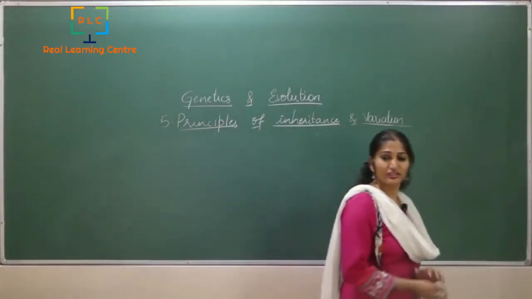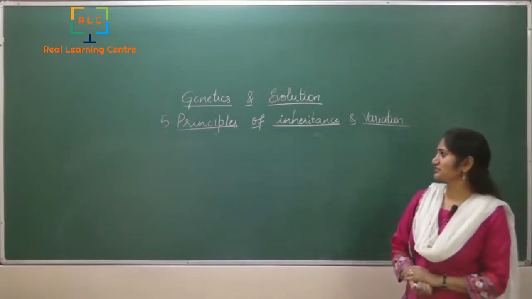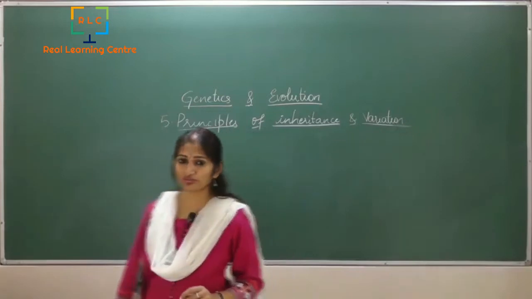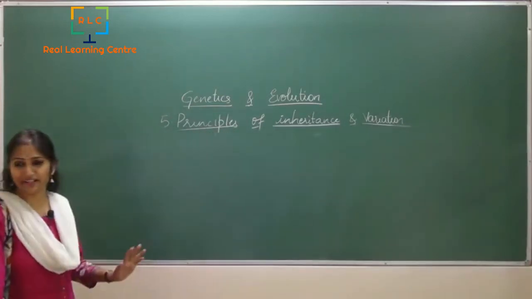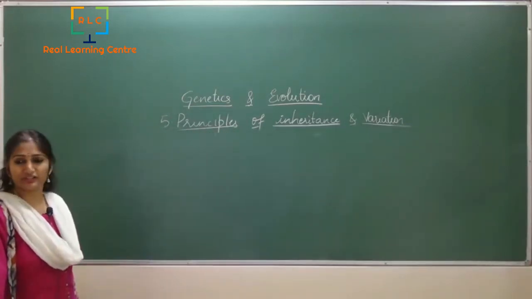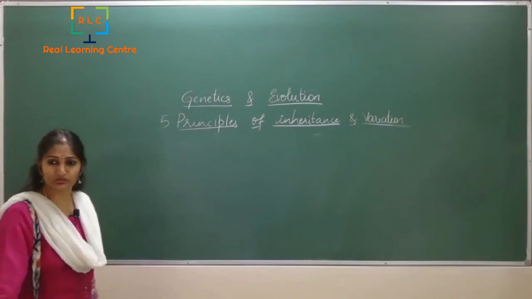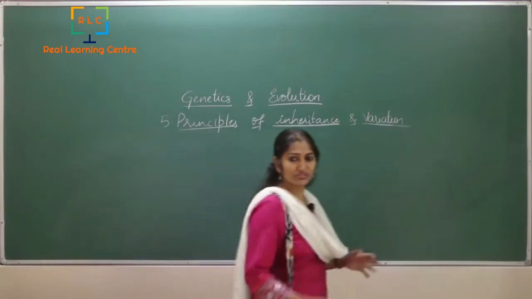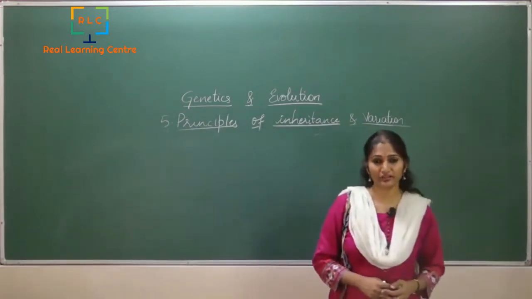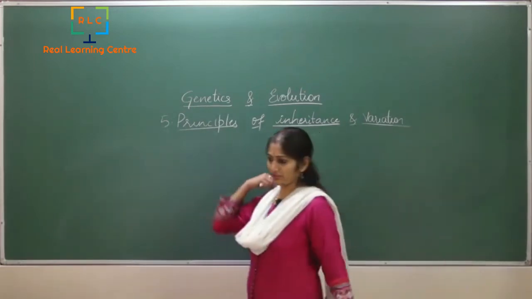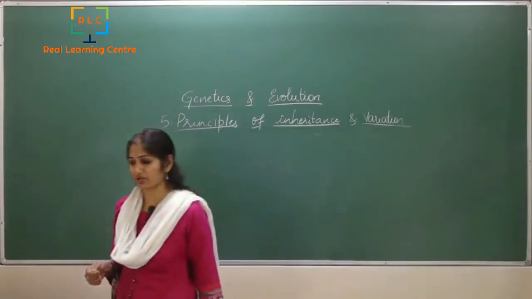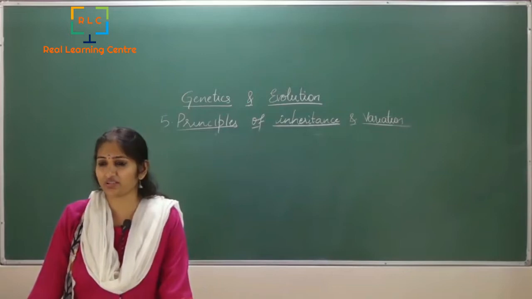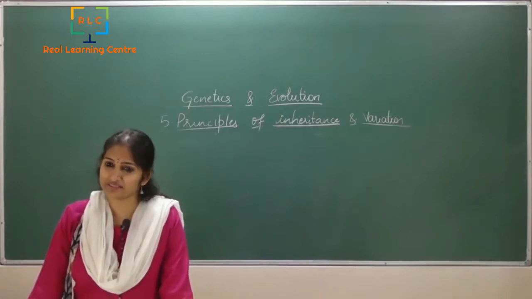In our last class, we started this new chapter on the principles of inheritance and variations. I started with telling you about Mendel, how lucky Mendel was in choosing the pea plant, some of the differences that we see in the pea plant. And not only all this, I also discussed some of the very nice features in Mendel's experimental design.